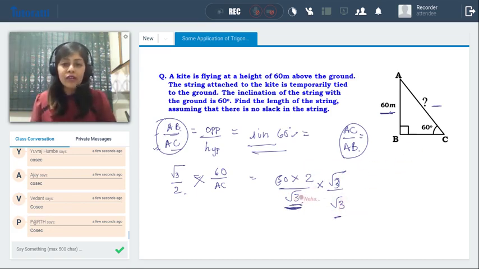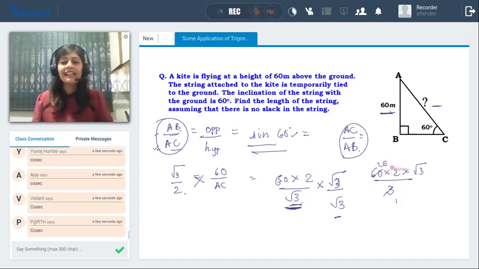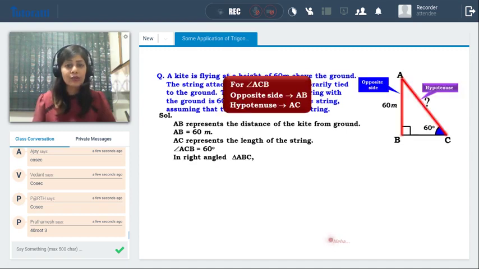Yes. So now what do we have? Root 3 into root 3 is 3. So we have 60 into 2 into root 3 upon 3. You know, 3 and 60 would cancel. That leaves us with 20 into 2, 40 root 3. Yes, that leaves us with 40 root 3.